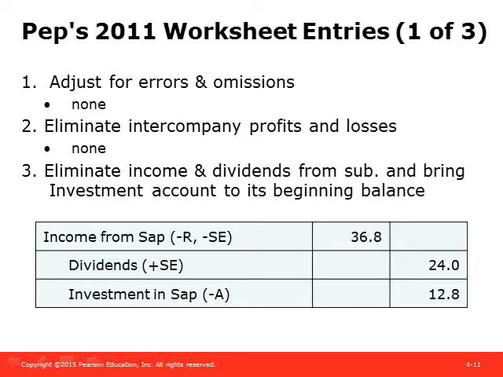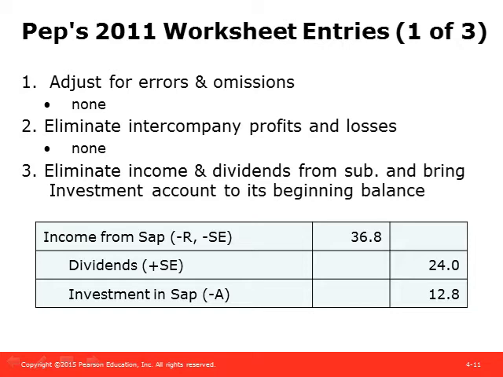So in this case, we see that we knew we had income from SAP of 36.8K. We knew that we had dividends, which are an increase to shareholders' equity of 24K, and we credit the investment in SAP for the 12.8K.